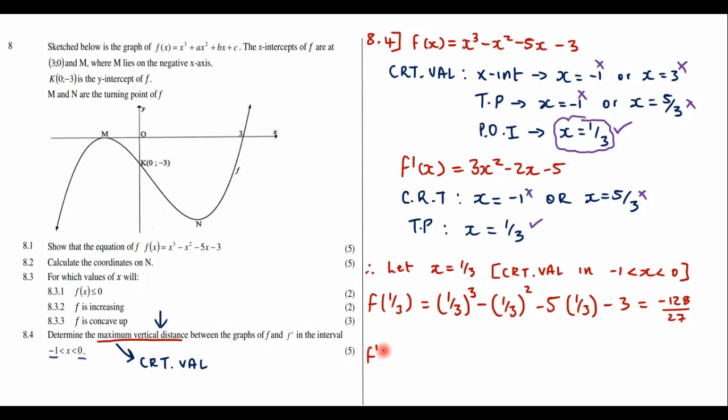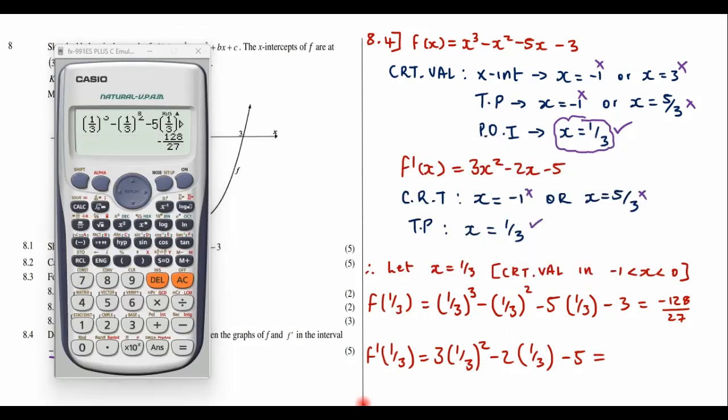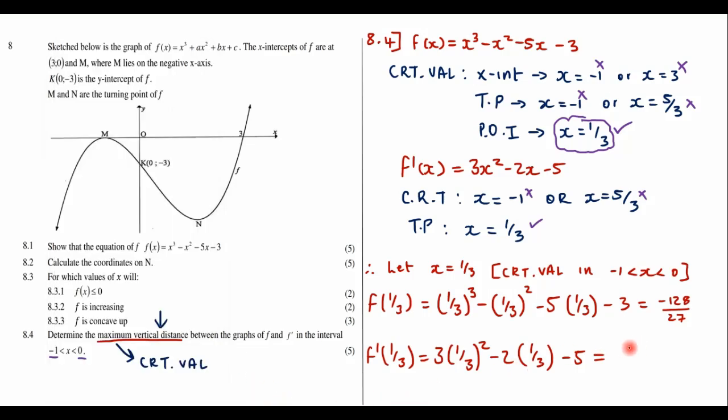All right. And then from there, we're going to do the second one. So now the second one, we're looking at it on the derivative. Of course, we're going to look at that point. And this means we're going to be taking 3 into 1 over 3 squared minus 2 into 1 over 3 and then minus 5. So let's press this one into our calculator as well. All right, pressing this in the calculator, it gives us negative 16 over 3.